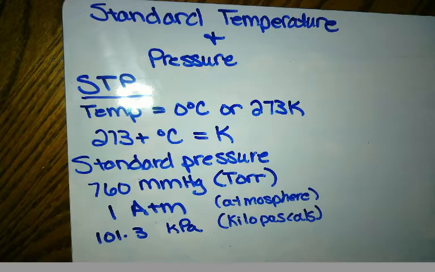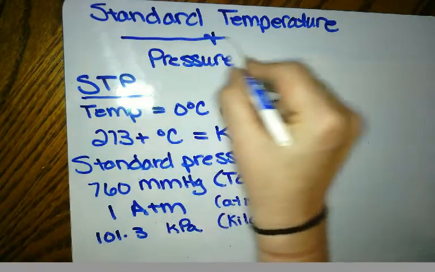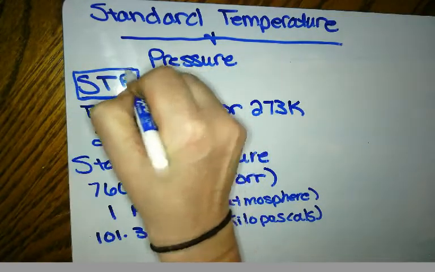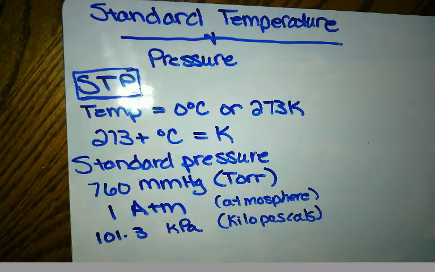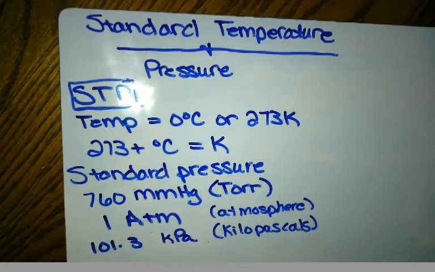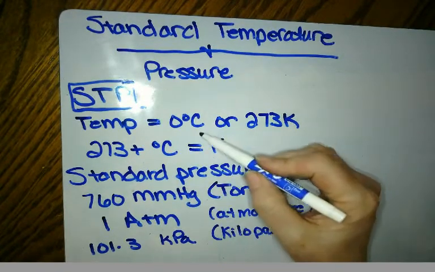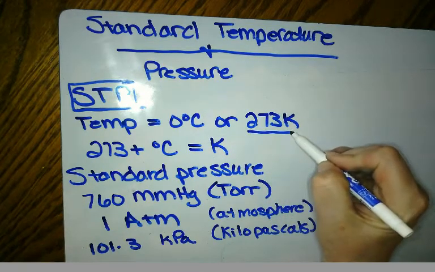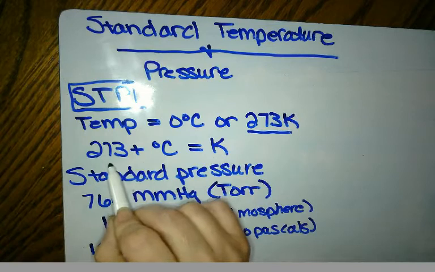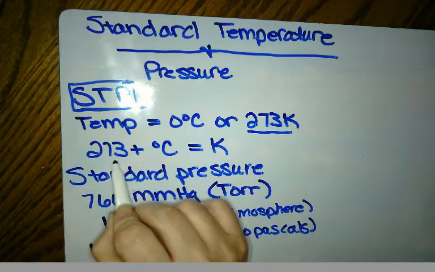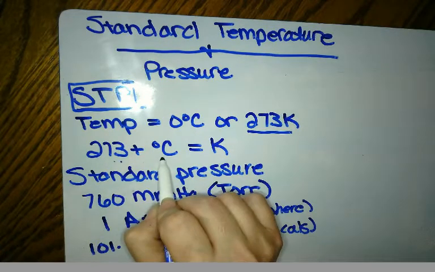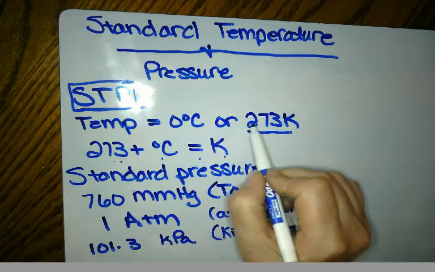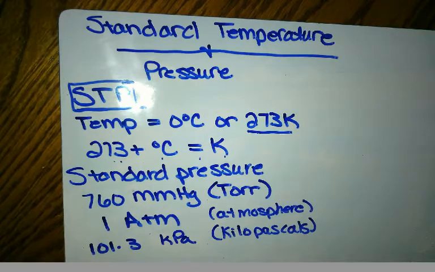Okay, the first thing that you need to know is standard temperature and pressure. That's going to be written as STP. If you see STP, it means standard temperature and pressure. What is this? Well, it's at 0 degrees C, but for our calculations, that would be 273 K. Why? Because the conversion is 273 plus degrees C, which is 0, equals Kelvin. So 0 plus 273 gives us 273 Kelvin.